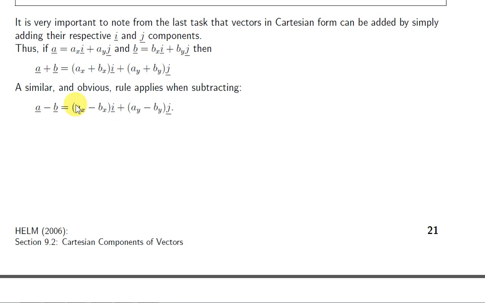Well, for subtraction we get a similar rule, but we can think of subtraction as addition also. We can think of a minus b as a plus minus b. So minus b would just be got by sticking a minus sign in front of this. So we do minus b sub x i minus b sub y j, and we add a onto it.